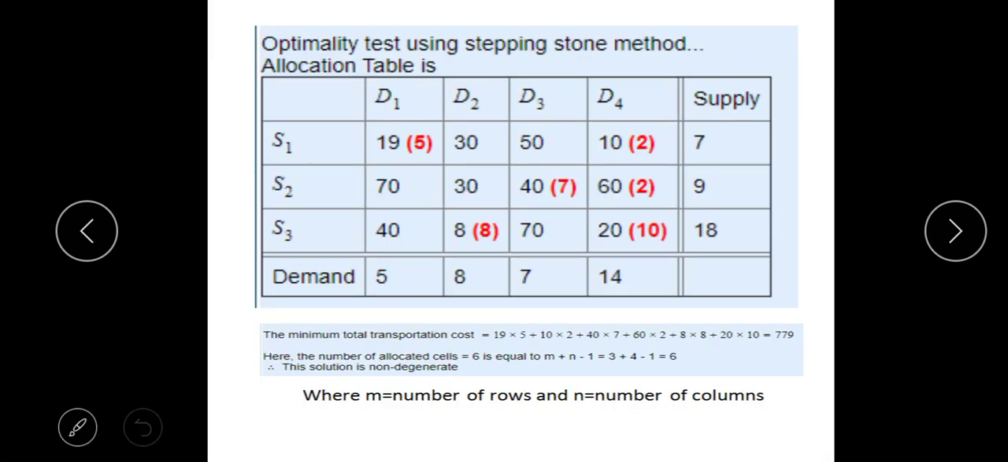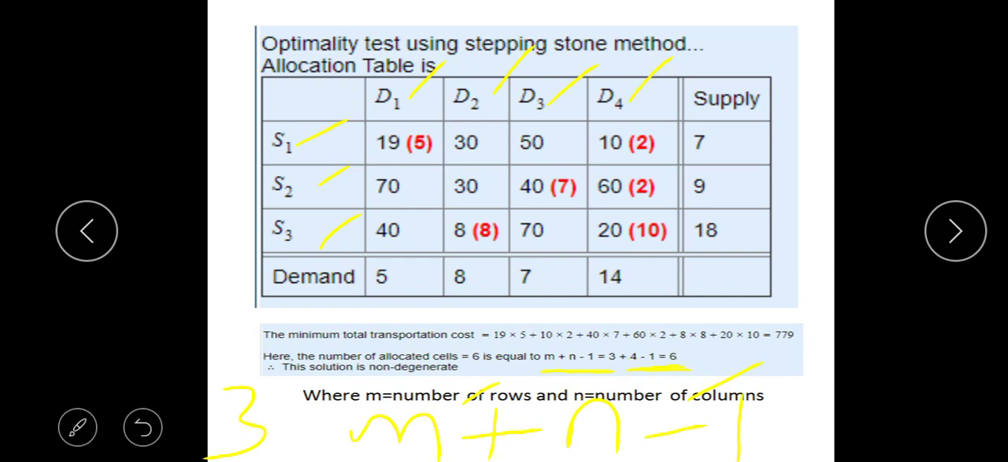What is degeneracy? If the problem is said to be degenerate, we cannot find an optimal solution. So first we need to check for degeneracy. What is the formula to check for degeneracy? That is m plus n minus 1. Here m means number of rows, n means number of columns. How many rows are there? 1, 2, 3. So m is equal to 3. And number of columns, 1, 2, 3, 4. So n is equal to 4.